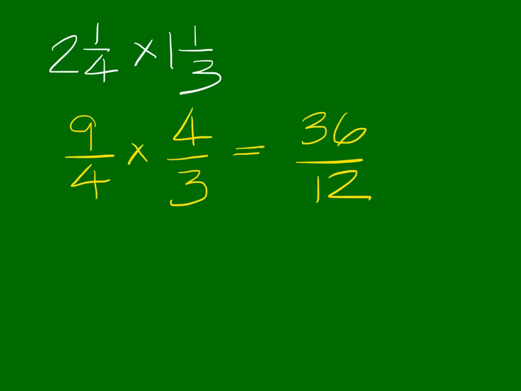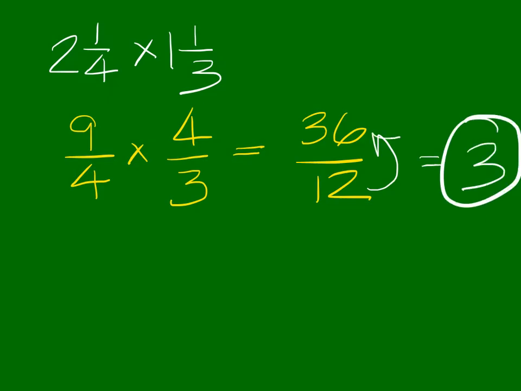One, you can recognize that 12 goes into 36 3 times, and then that would be your answer. Or you could chop 36 over 12 down by 2. They're both even numbers. What's 36 divided by 2? Think of it like this. How many times does 2 go into 3? 2 into 3? One time, yeah, that's right.